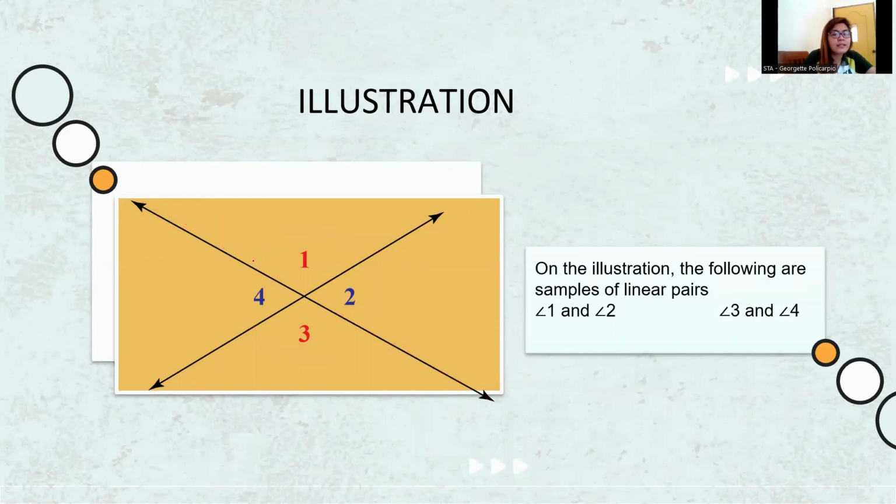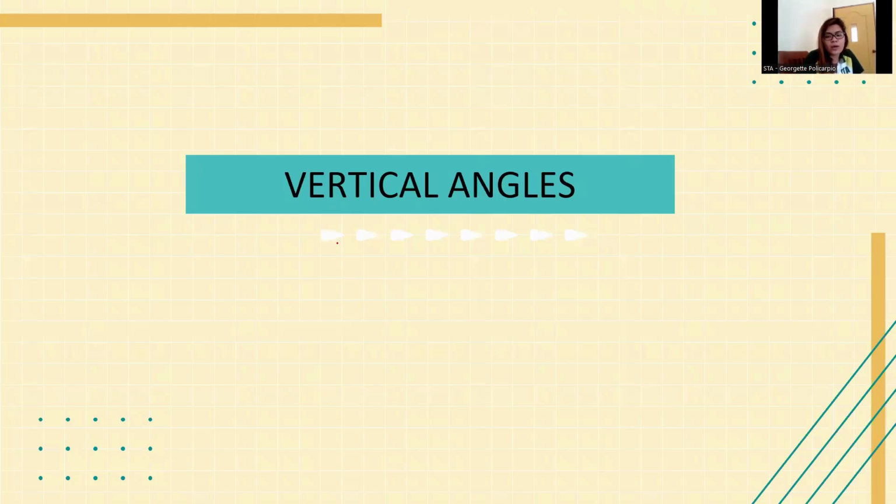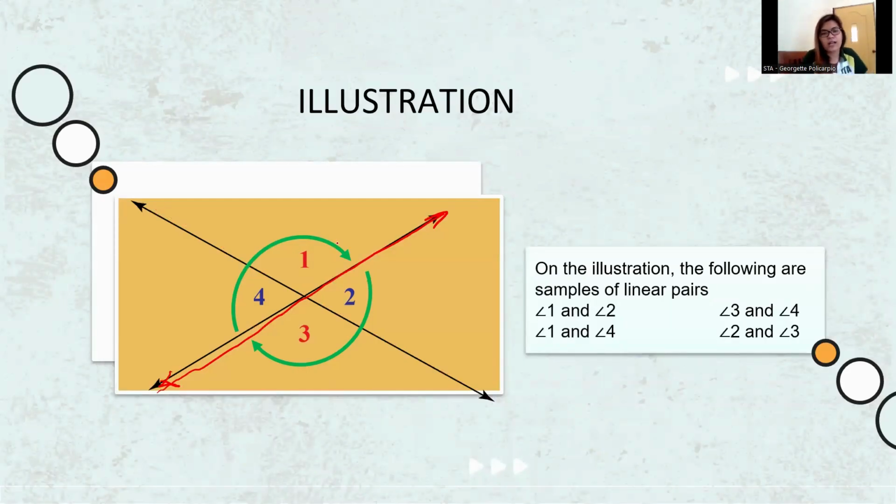Then, pwede rin naman si angles 1 and 4, at angles 2 and 3. Bakit? Kasi si angles 1 and 4 form this line. Linear pair si angles 1 and 4 because they form the slanting line. And angles 2 and 3 din, they form the same line. So linear pair din sila. Mamaya bibigyan natin kayo ng example dyan sa linear pair, paano nagkakaroon ng solving dyan.